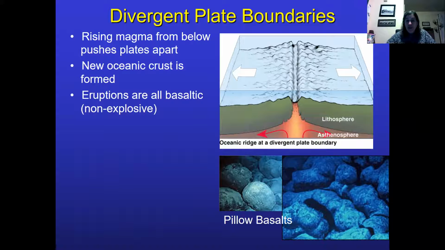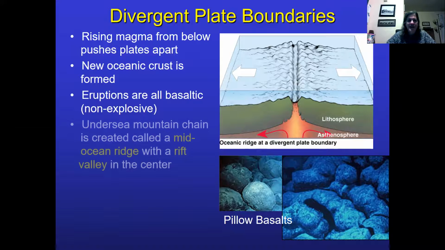Divergent plate boundaries are where the plates, just like it sounds, are pulled apart from one another. You get rising magma from beneath that forces its way up and forces those plates apart. What you get is always oceanic crust. You don't get continental crust coming out of divergent plate boundaries. Ocean crust is made out of mostly basaltic material, and that means non-explosive types of eruptions. Basalt is very liquidy and it runs really well, and it doesn't tend to build up and explode the way our Cascade volcanoes do.